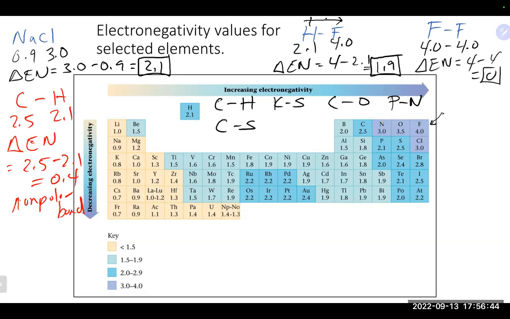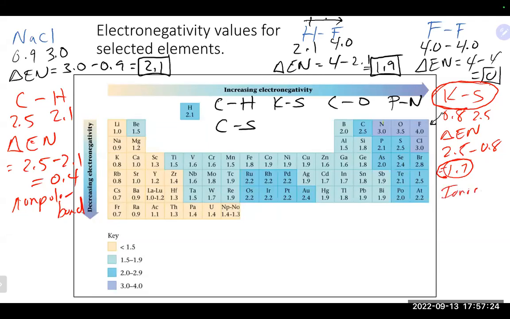Let's take a look at K and S here. So K is 0.8, S is 2.5. Difference in electronegativity of 2.5 minus 0.8. That's like a 1.7, I think, in this case, yes. This would be polar based on the number, but what are these two things? That's a metal and a non-metal, which means, again, that 2 cutoff is not perfect in every situation. And this would be an example that it is actually ionic here because it is a metal and a non-metal.